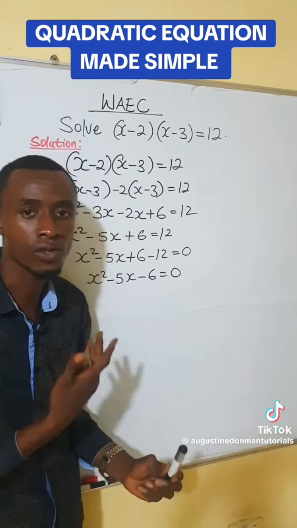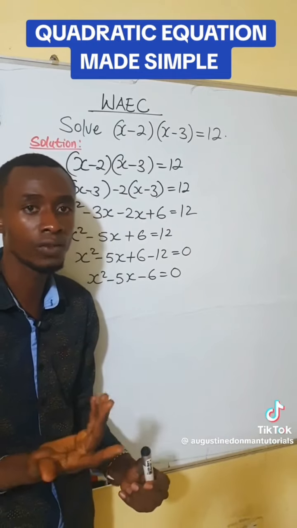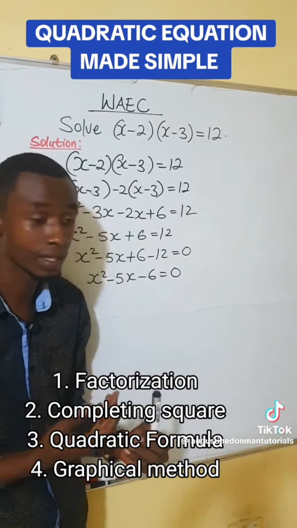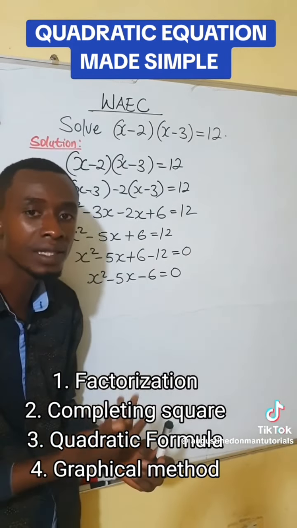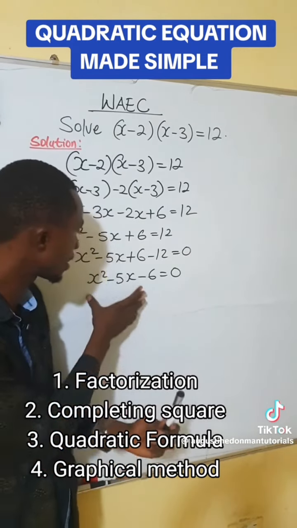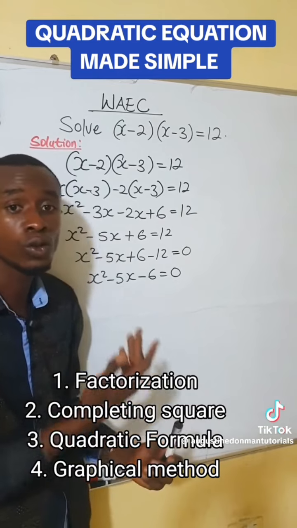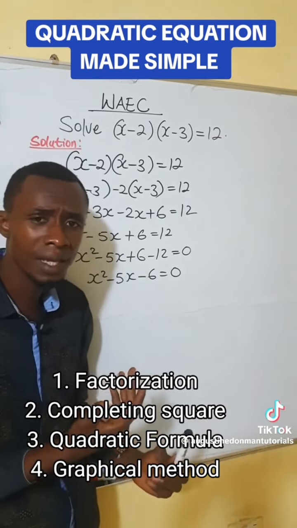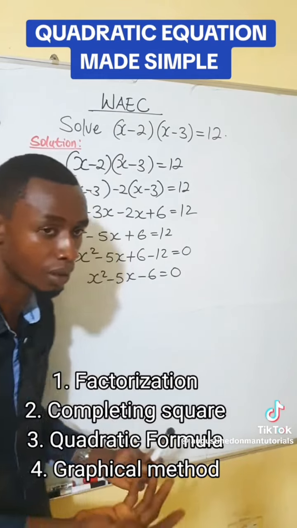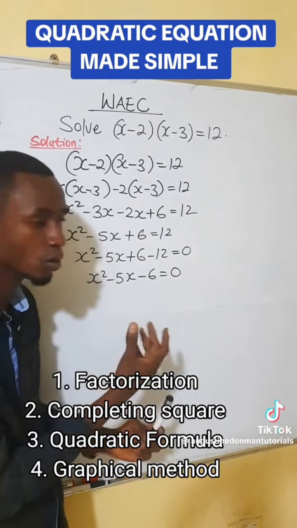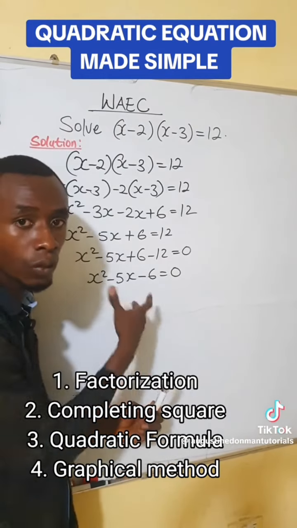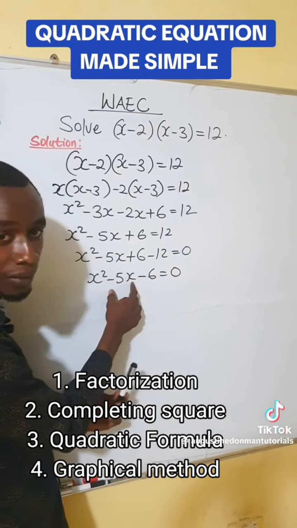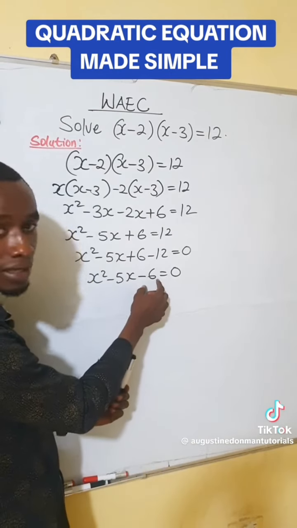So this is a quadratic equation, and we have ways of solving quadratic equations. One of the ways is by the factorization method. You can also use the completing the square method, or you can use the quadratic formula method to solve it. But the simplest way is to use the factorization method. That is, you are going to find the factors of this particular equation. What do we mean by this? This is the middle term. The middle term has minus 5, and the constant term is minus 6.